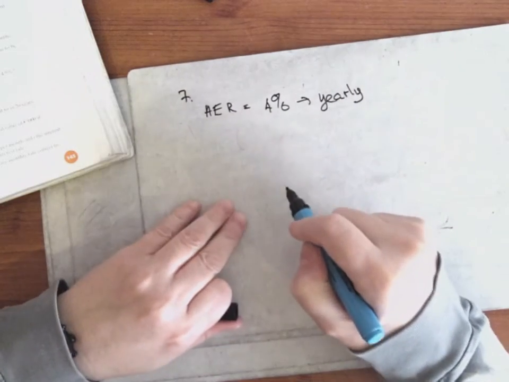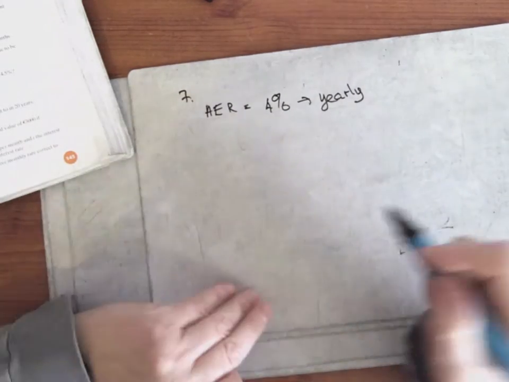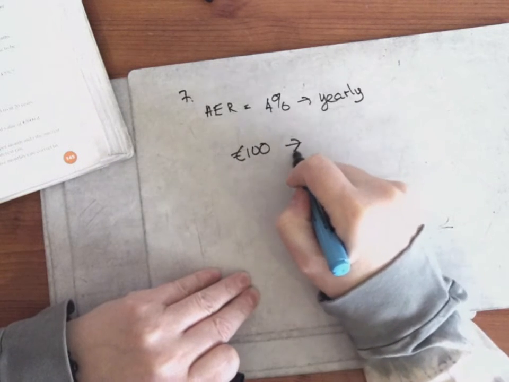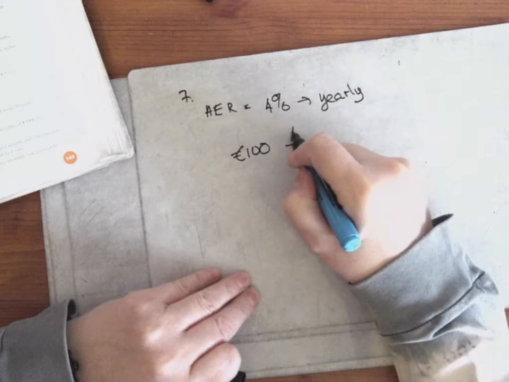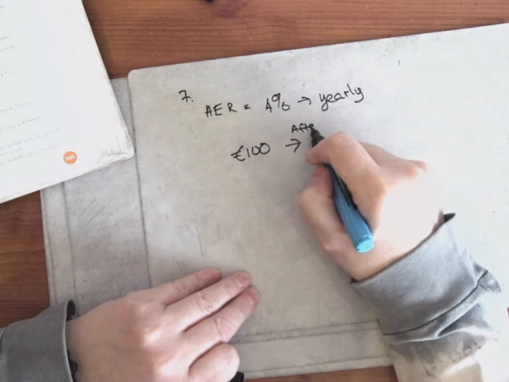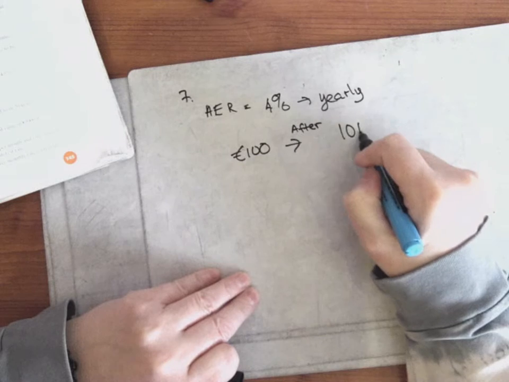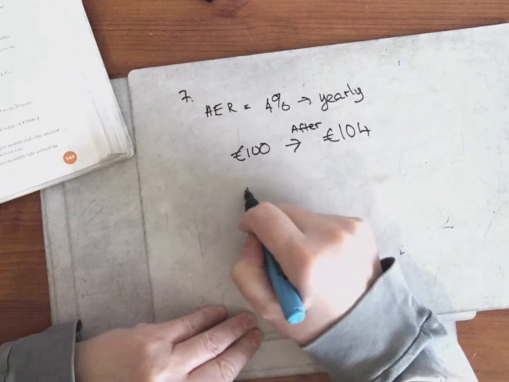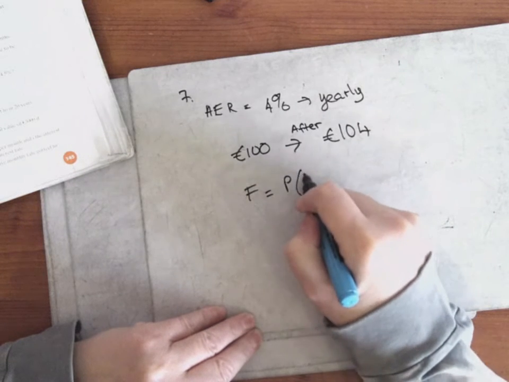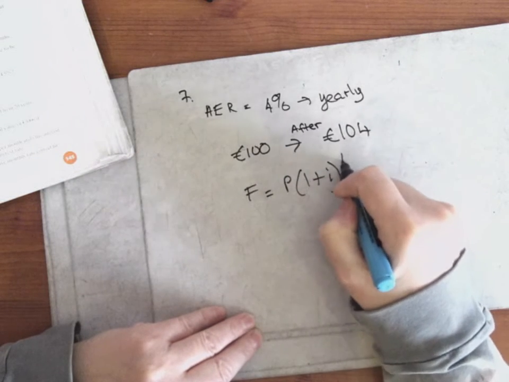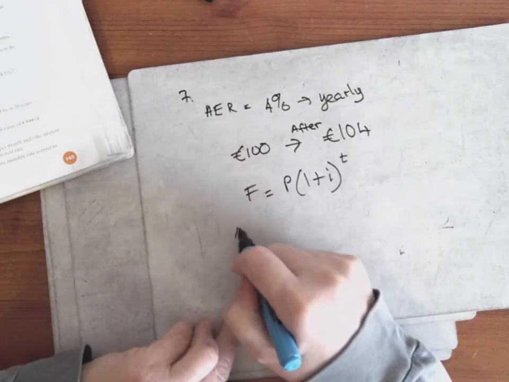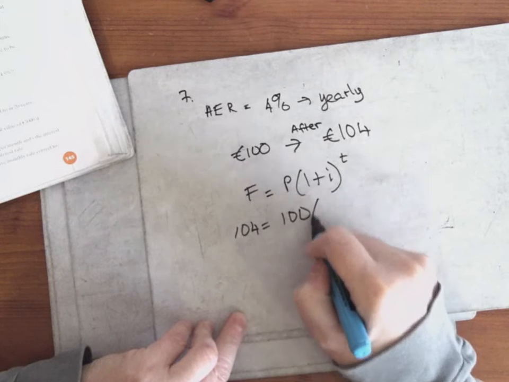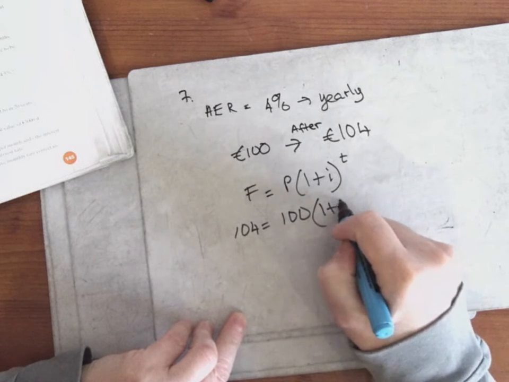Okay, so what you do is you think of an amount of money. So I always pick €100, right? So if she invested €100, after 1 year she'd have, I don't know, €104. Now I want the interest rate. The final amount is equal to the principal times 1 plus I all to the power of time. The final amount is €104. The principal is €100. 1 plus I is the interest rate.